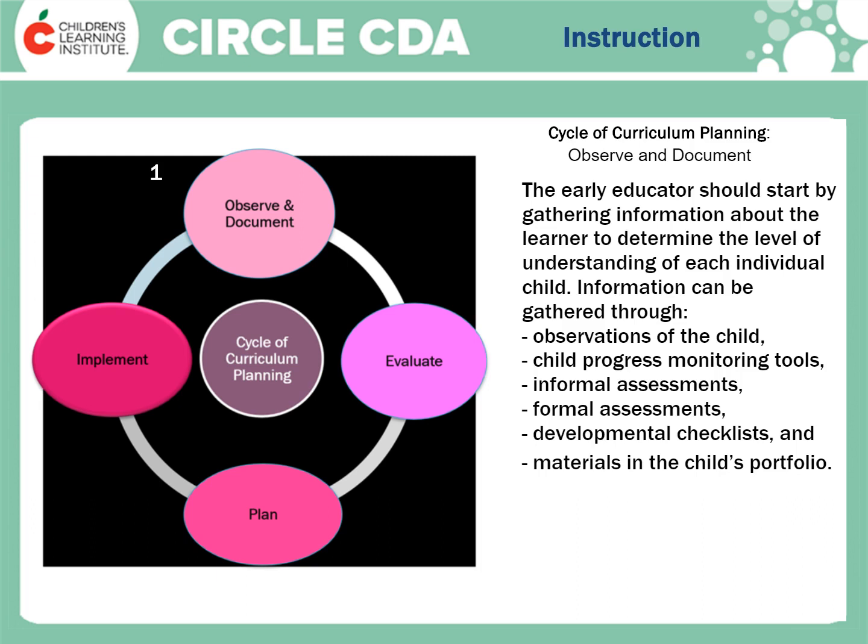Cycle of curriculum planning. Observe and document. The early educator should start by gathering information about the learner to determine the level of understanding of each individual child. Information can be gathered through observations of the child, progress monitoring tools, informal assessments, formal assessments, developmental checklists, and materials in the child's portfolio.